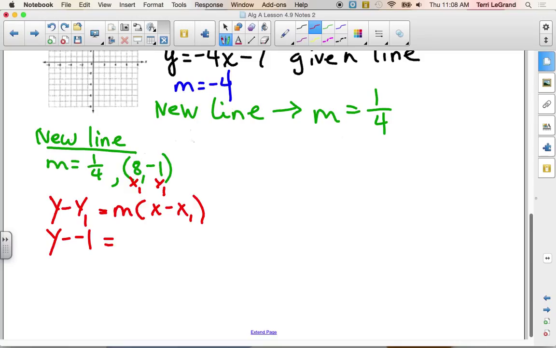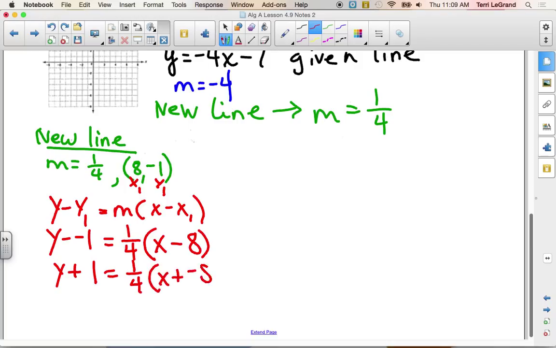What's going in for m? 1/4. X stays x. What goes in for x sub 1? 8. Let's change subtraction to add the opposite, and then, I'm going to move over because I'm guessing you're writing down in the bottom of your page too. So y plus 1 equals 1/4 times x plus -8.